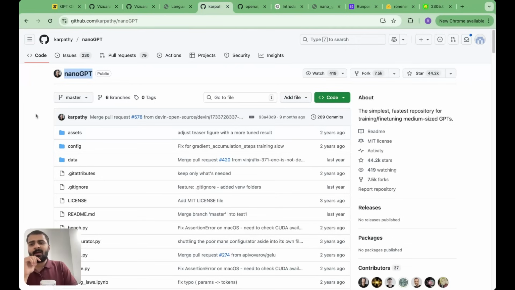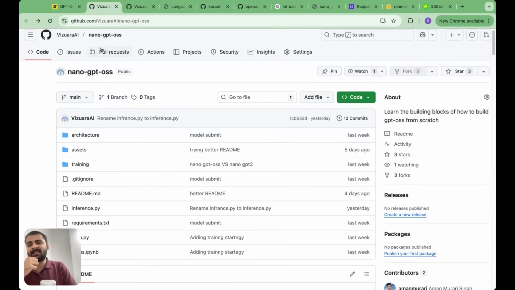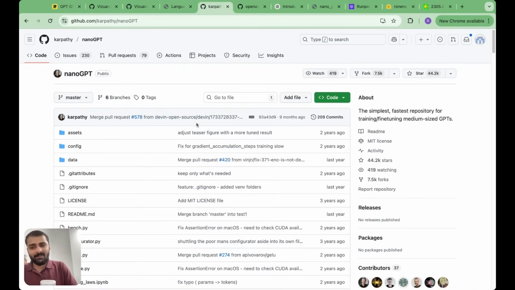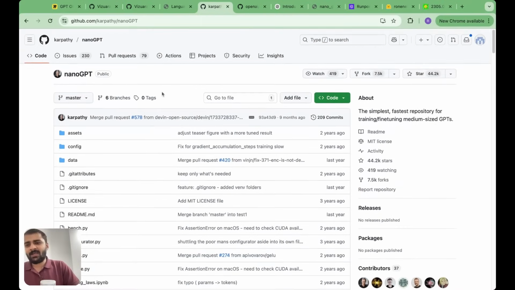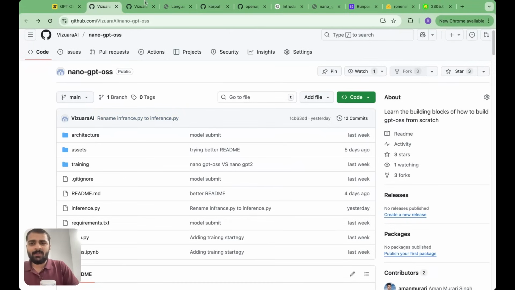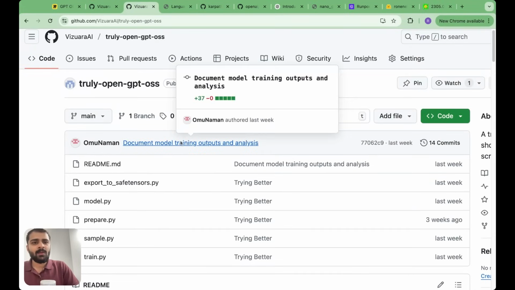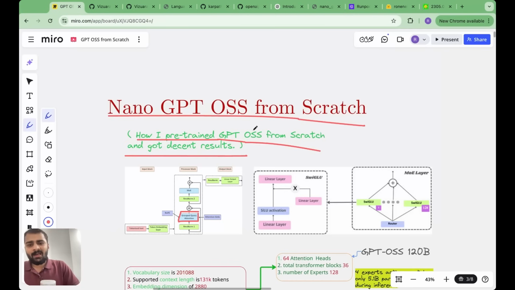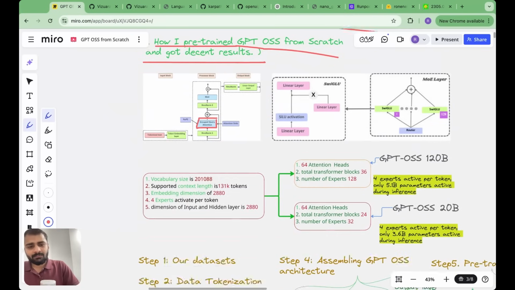So just like what Karpathy made for Nano GPT, the goal is to, of course, make a Nano GPT OSS. Andrej Karpathy is my inspiration. So even if I get to 15% or 20% of whatever he achieved with Nano GPT, I would consider this repository to be a success. Okay, so with that in mind, let's get started.